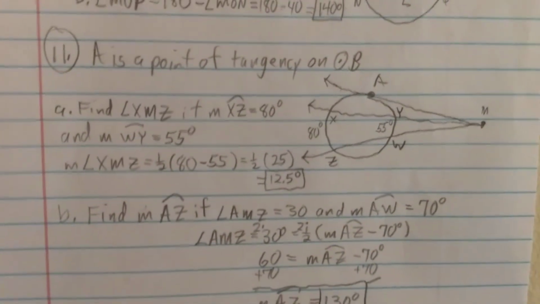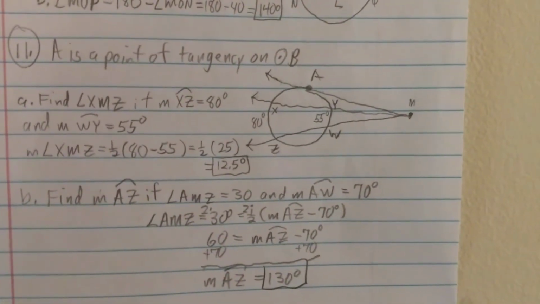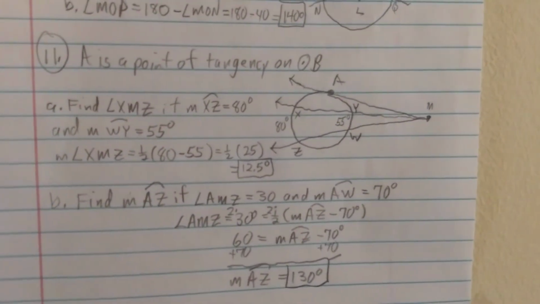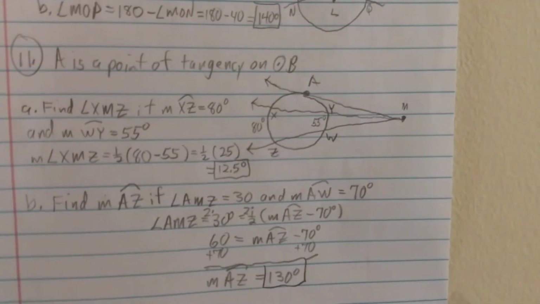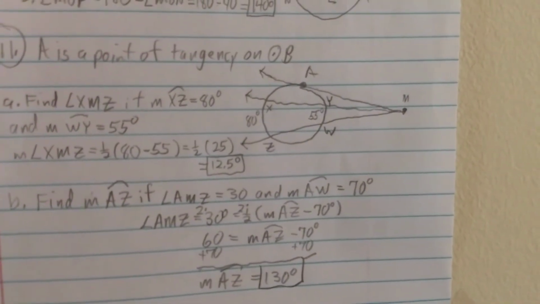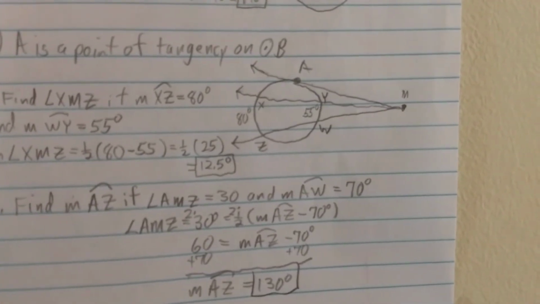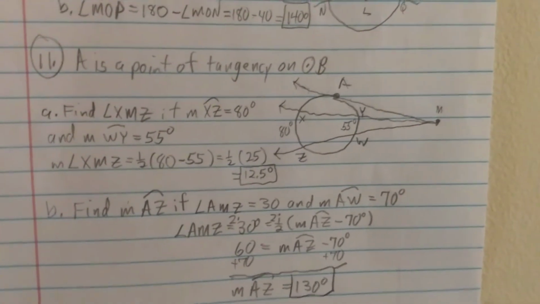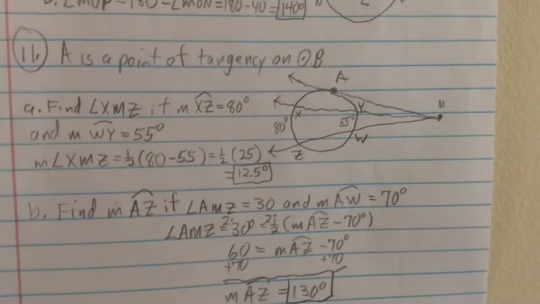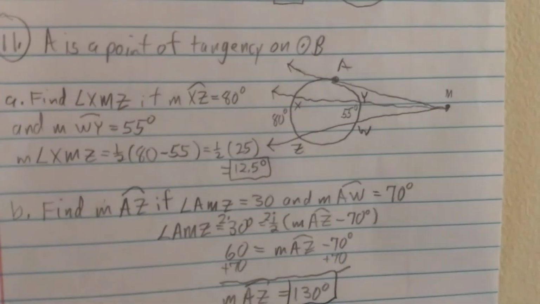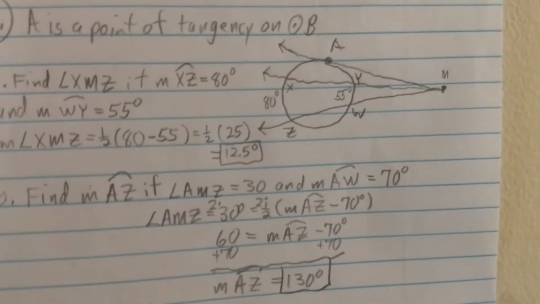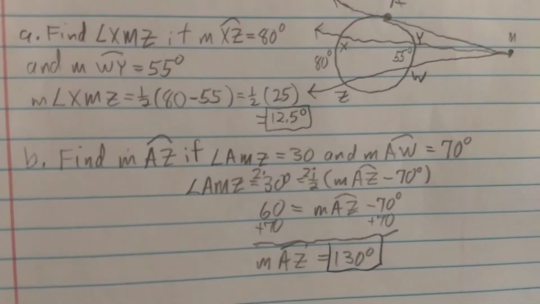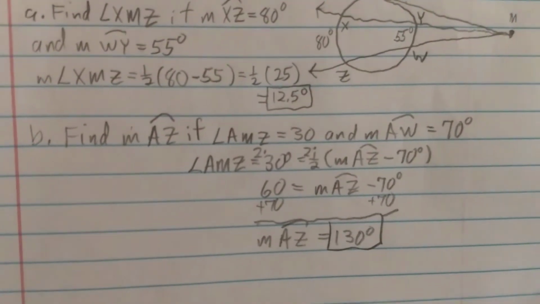Now on 11, A is a point of tangency on B, so there's A, which is tangent, and find angle XMZ. X is up by the 80, XMC all the way back to M, which is the point outside the circle. So XMC would be 1/2 of 80, the arc on the outside, minus 55, because we subtract them when the point goes outside the circle. So that's 1/2 of 80 minus 55, 1/2 of 25, or 12.5.